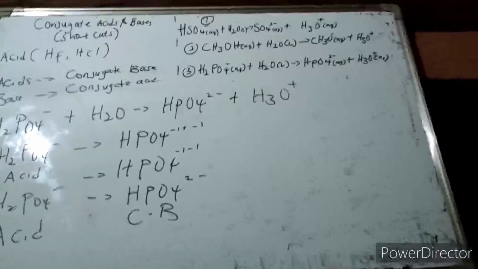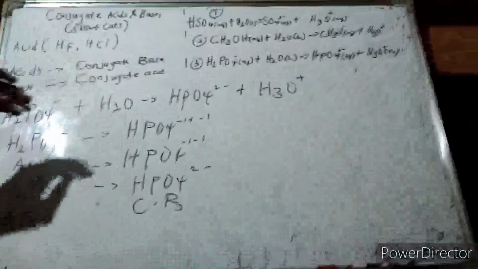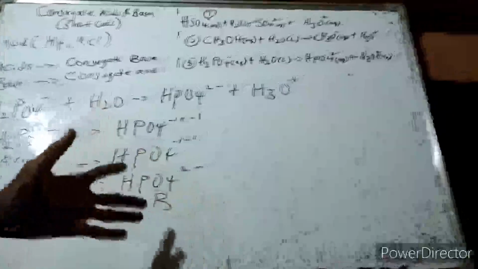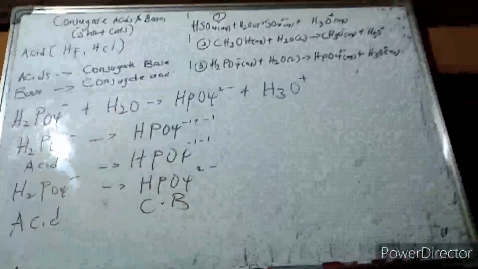But when you understand the concept, when looking at the reaction, you already know your acid, you already know your base, you already know your conjugate acid, and you already know your conjugate base. Then you click the option.